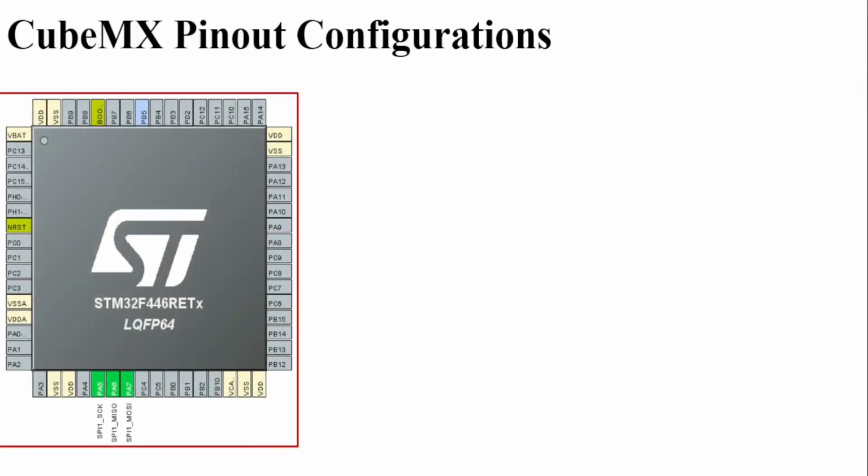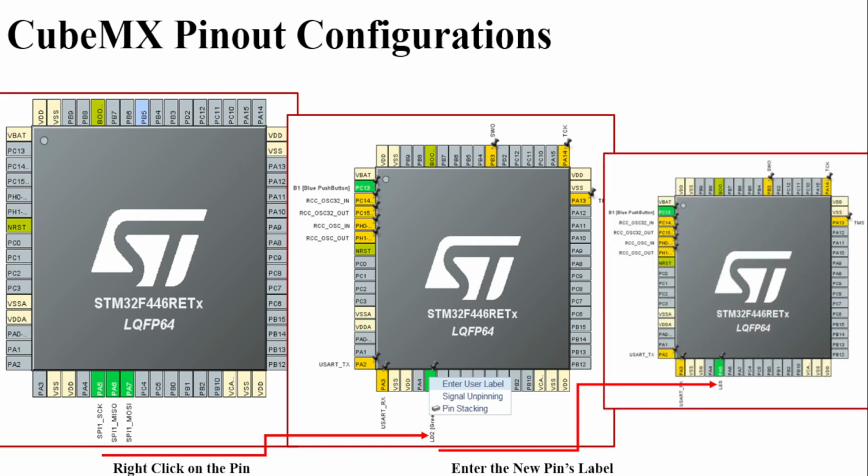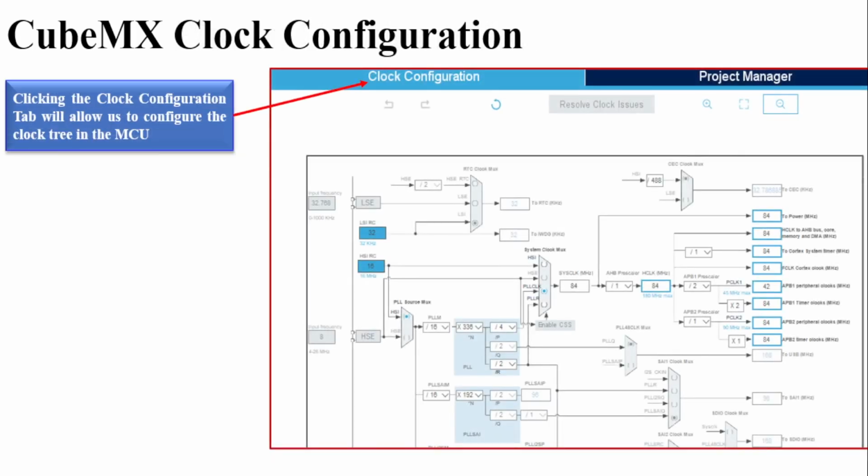And we saw how to change the name of the pin. For that, you just have to right click on the pin, select user label, and type the label you want to assign to that particular pin. Simple as that. And then we briefly talked about how to go to the clock configuration tab and use basic features of clock configuration. We will look into these sections in depth in the upcoming videos.